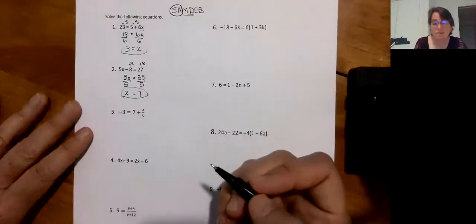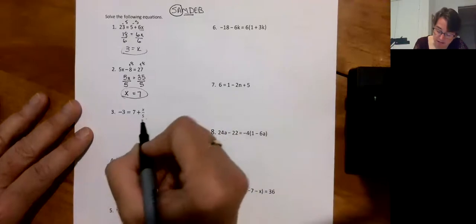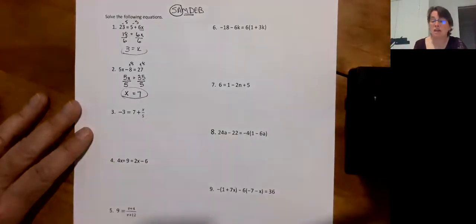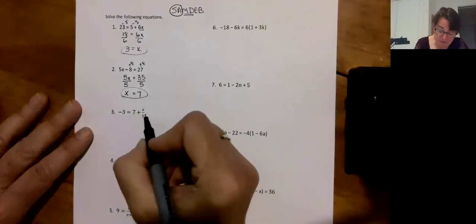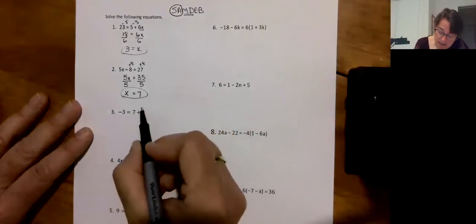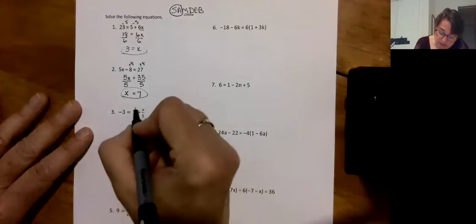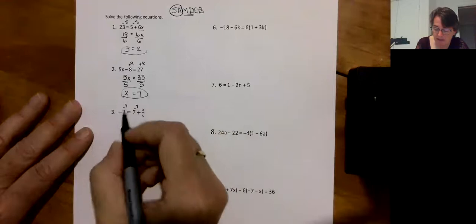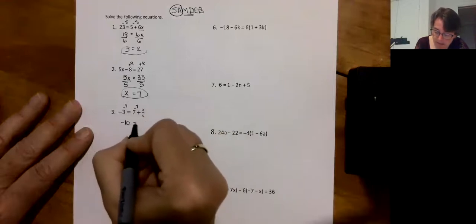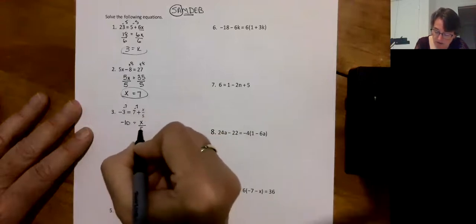All right, this one looks scary, but it's actually not too bad. I don't know about you, the moment I see a fraction, I start to twitch a little bit. But I've learned to get over my fear. I need to get this part by itself, so let's move that 7 over. Now careful, minus 3 minus 7 more is minus 10 is equal to x over 5.